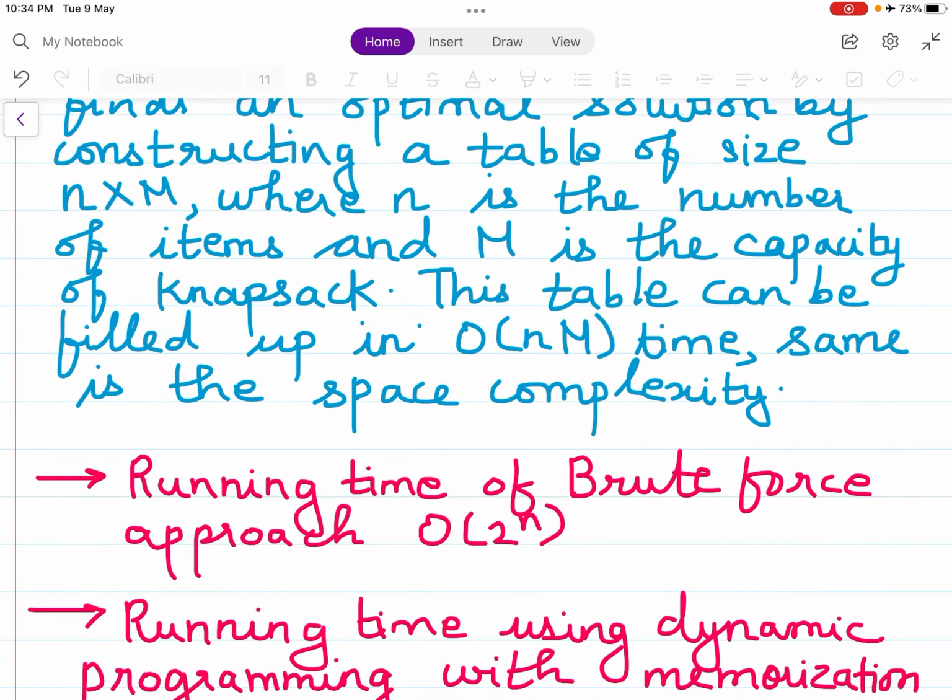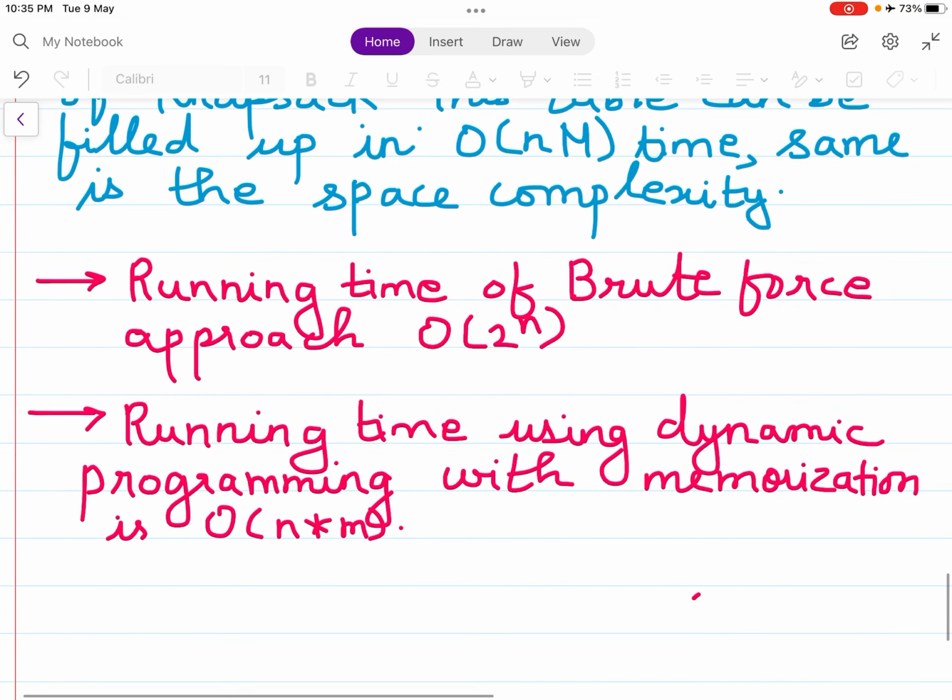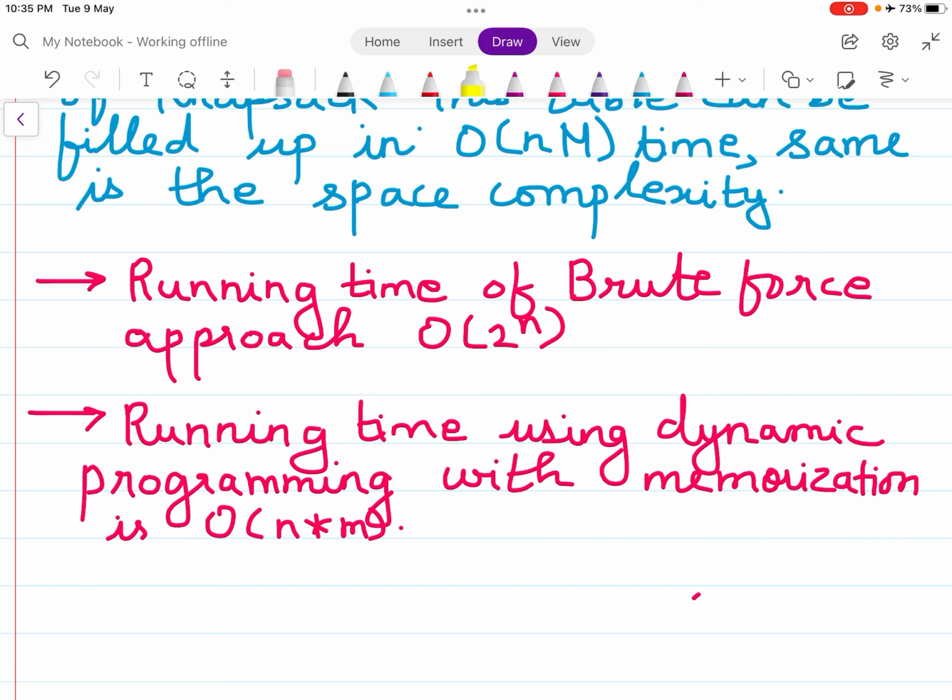So what is the complexity? Big O of nm. Running time of the brute force approach is big O of 2 raised to n. Running time using dynamic programming with memoization is big O of n into m. So complexity for knapsack is big O of n into m.